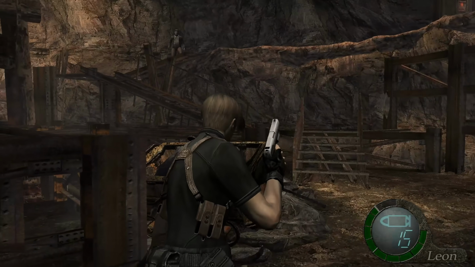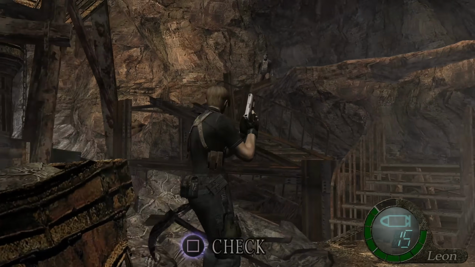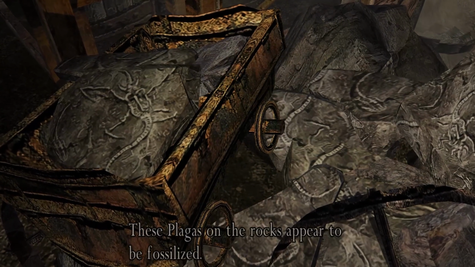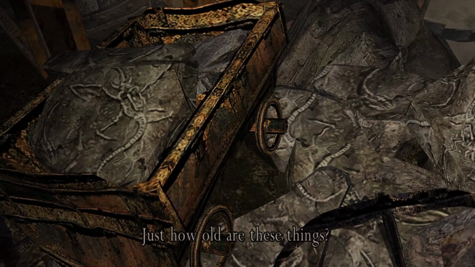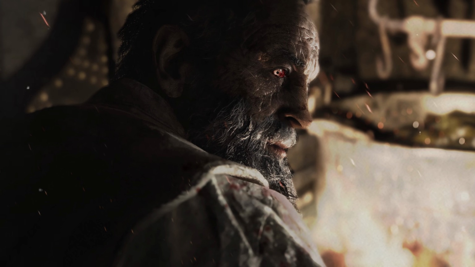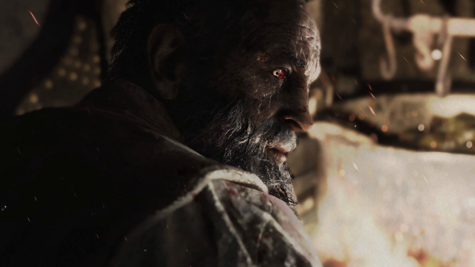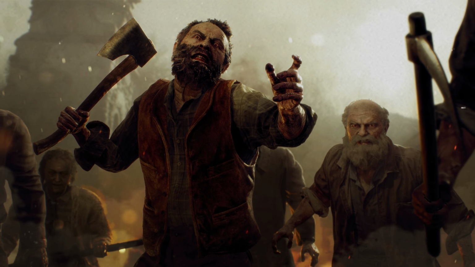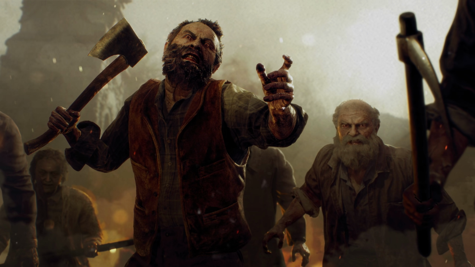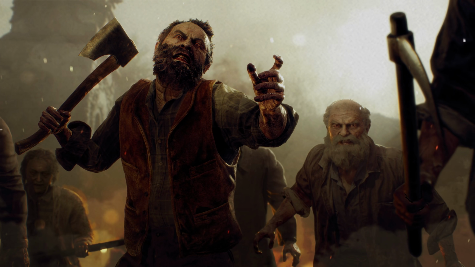Their first known discovery in modern times occurred in a rural region of Spain, where a cult known as Los Illuminados unearthed fossilized Plaga remains beneath a castle. Once revived, the parasites quickly proved they could dominate a host's mind while leaving much of their intelligence intact. This was a revolutionary trait compared to T-virus zombies, which were largely mindless.